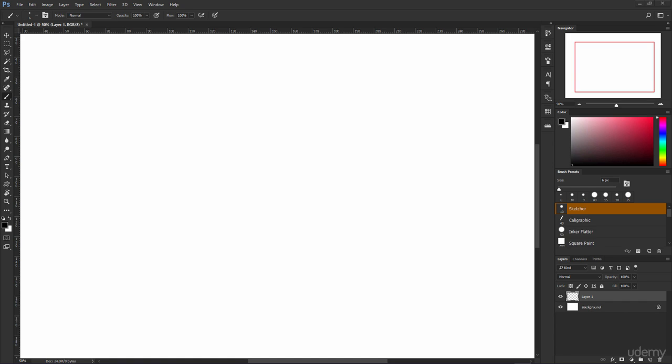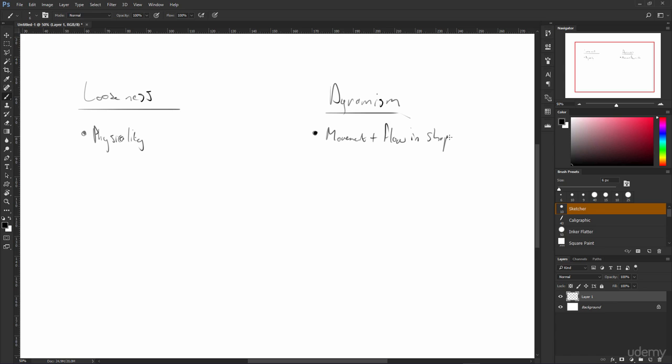And they're both applied in different ways. So let's talk about looseness first. Looseness is very physical, so let's write some notes here. Looseness, and I'll put dynamism on the other side. Looseness is about physicality, and what I mean by that is literally your arm. And dynamism is about movement and flow in shapes. So that's the basic theory of it. Let's stick to the looseness side.